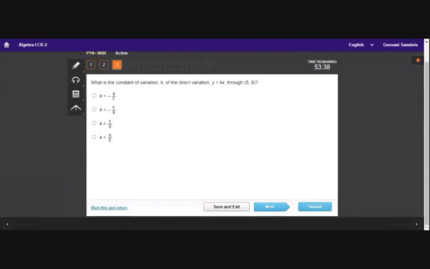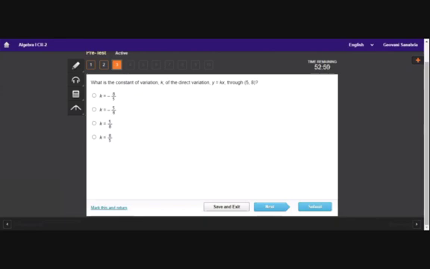Constant of variation, direct variation. The constant of variation: k times x equals y, or y equals k times x. Okay, which one is the x value? Which one is the y value for the 5, 8? The x is the 5, and the y would be the 8.